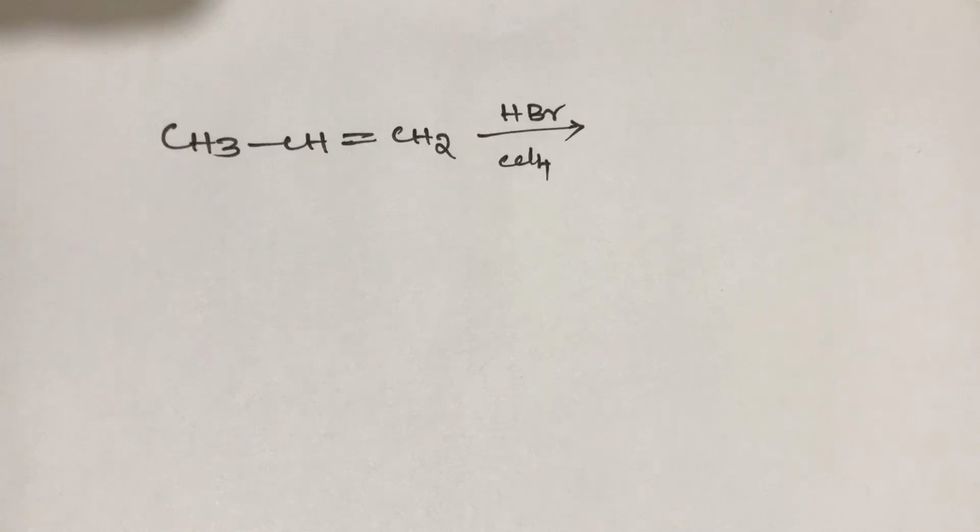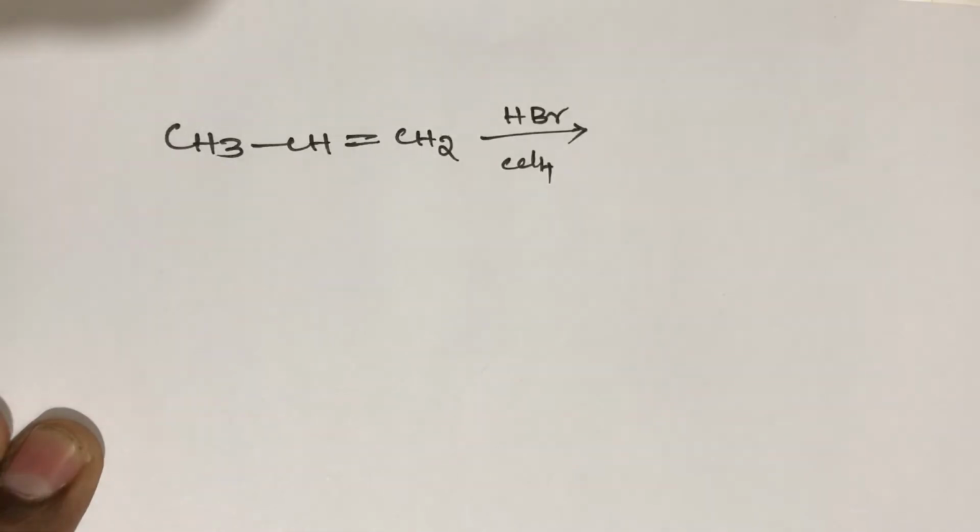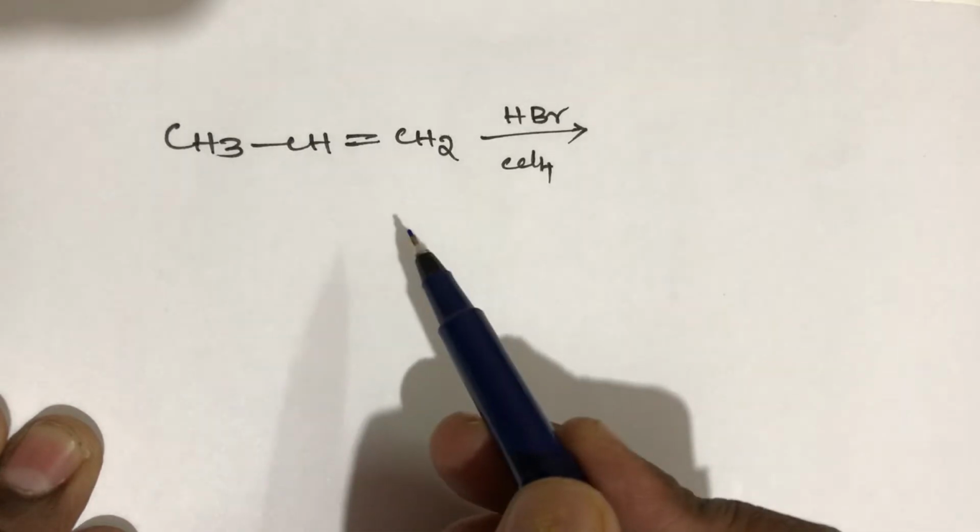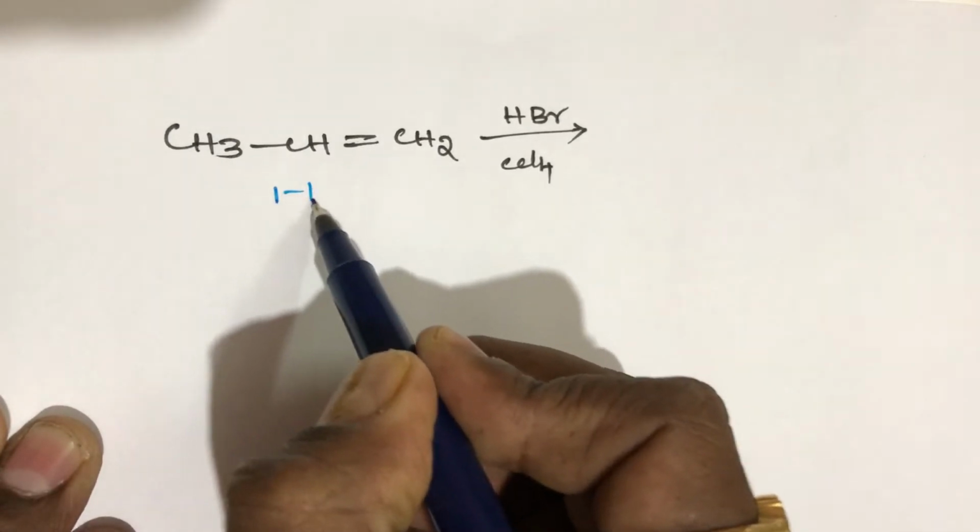Students, next example for electrophilic addition reaction. The given compound is an alkene. Generally, alkenes undergo electrophilic addition reaction. So, that is 1-propene, an unsymmetrical alkene.